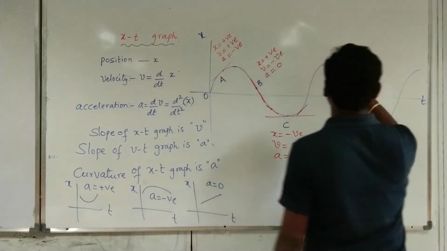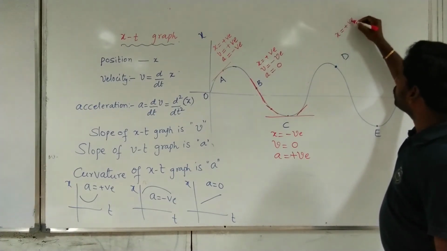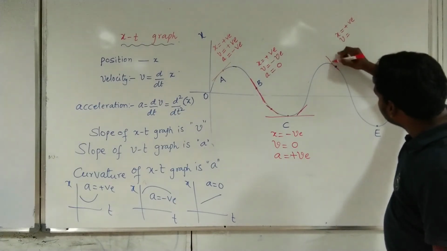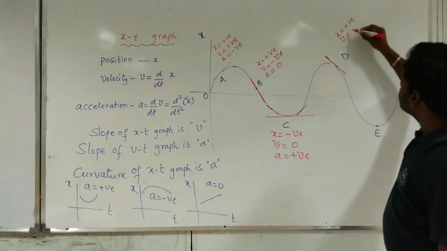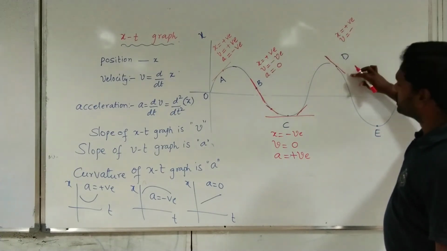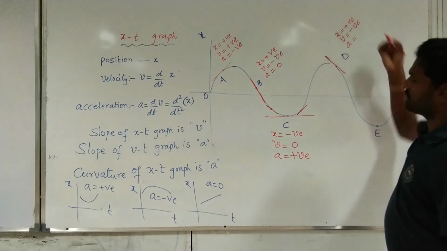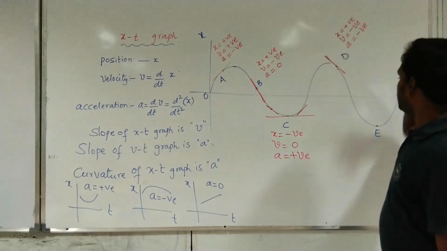So come to point D here. At point D, position x is positive, and for velocity, draw a tangent here. The slope of the tangent is negative here, so the velocity is negative. The curve is concave down, and concave down acceleration is nothing but negative.